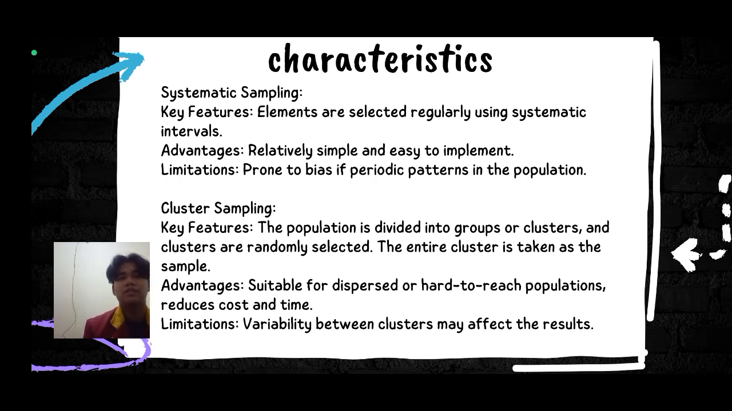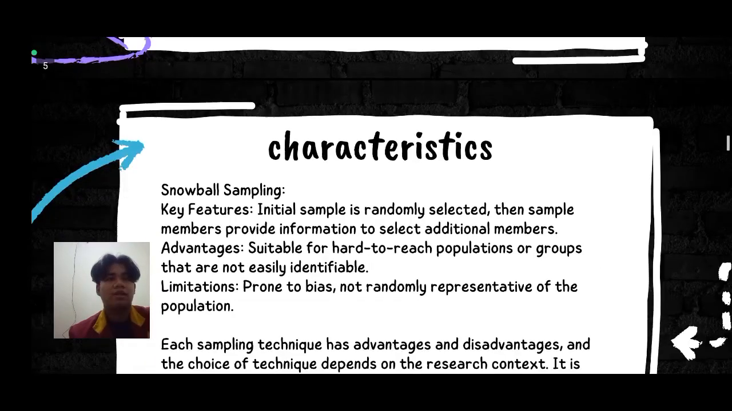And then cluster sampling. Key features: the population is divided into groups or clusters, and clusters are randomly selected. The entire cluster is taken as the sample. Advantage: suitable for dispersed or hard to reach population, reduce cost and time. Limitation: variability between clusters may affect the results.